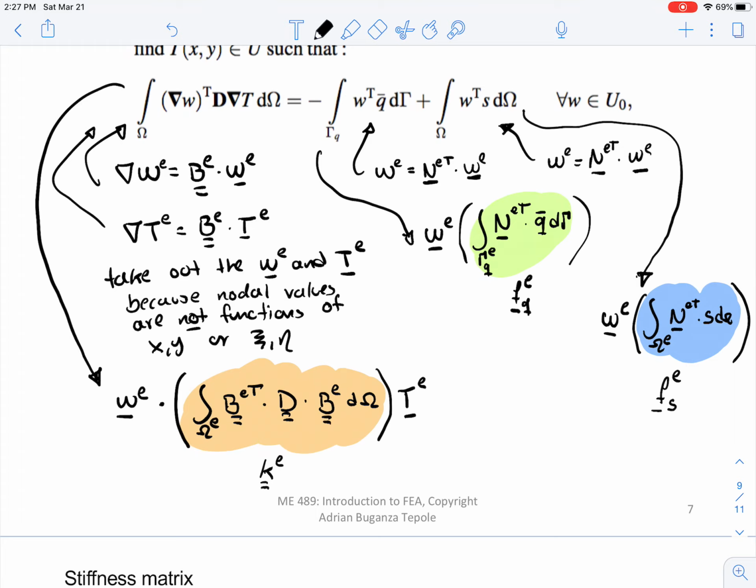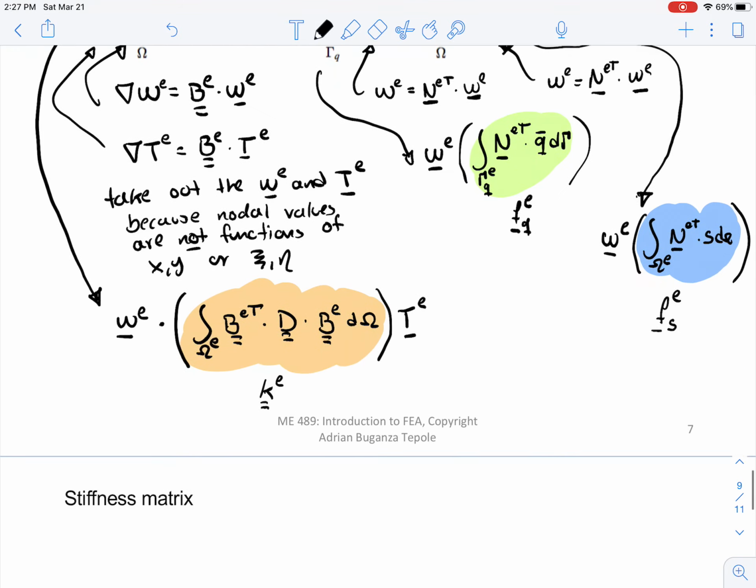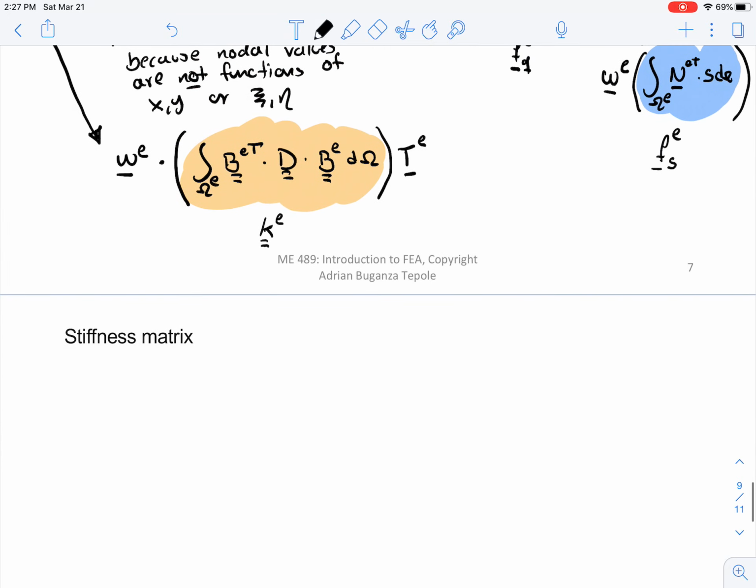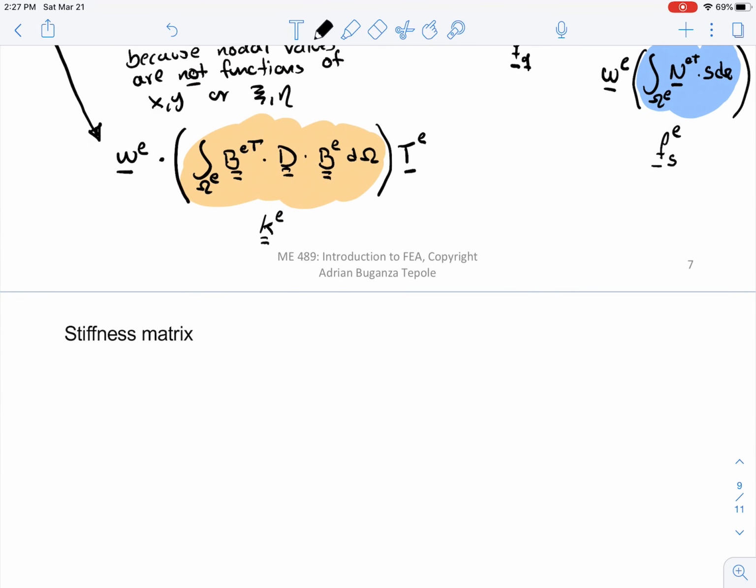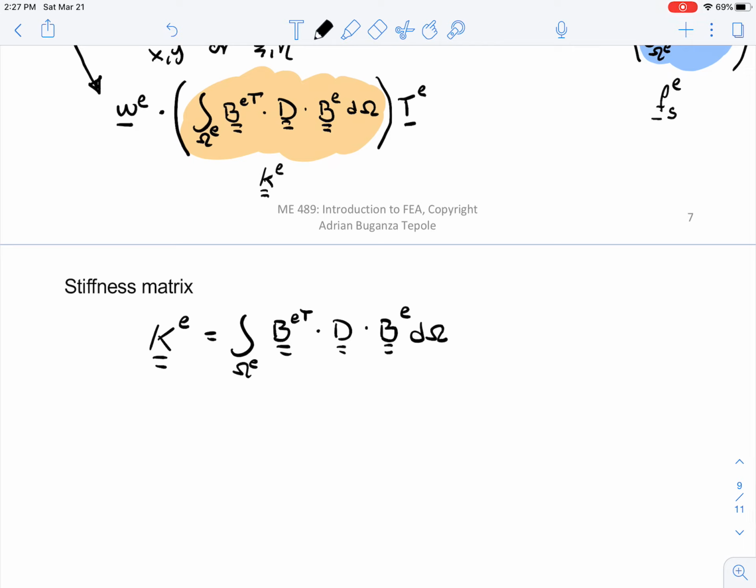So this is how we're going to end up with K^e, F^e_Q, and F^e_S. And we can zoom in a little bit to each one of these terms. As I said, once we plug the discretization into the weak form, we end up with the thing that matters, which is the definition of the stiffness matrix, which is an integral over the element of B^e transpose times this conductivity matrix times B^e. So this is the definition of the stiffness matrix.